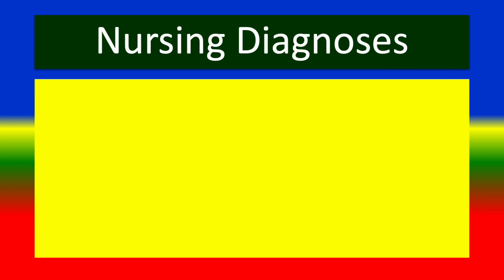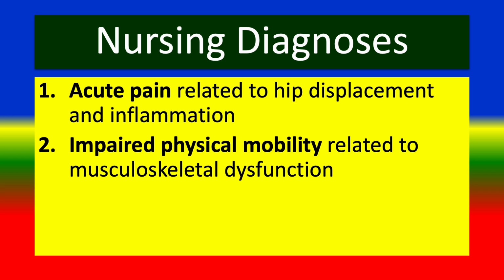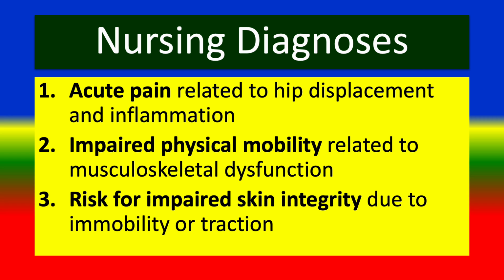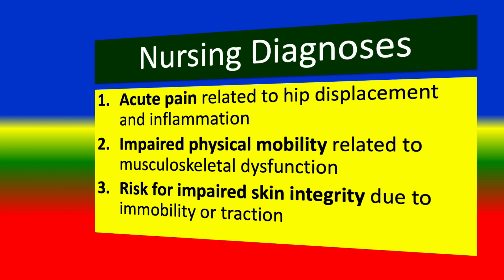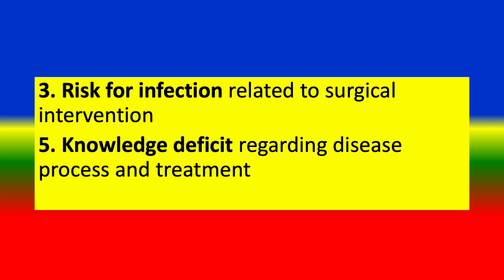Nursing diagnosis. 1. Acute pain related to hip displacement and inflammation. 2. Impaired physical mobility related to musculoskeletal dysfunction. 3. Risk for impaired skin integrity due to immobility or traction. 4. Risk for infection related to surgical intervention. 5. Knowledge deficit regarding disease process and treatment.